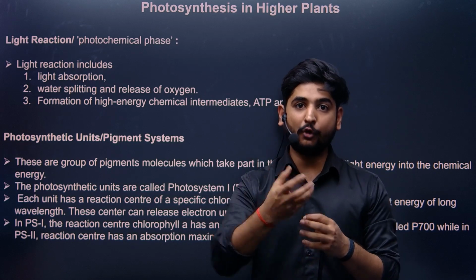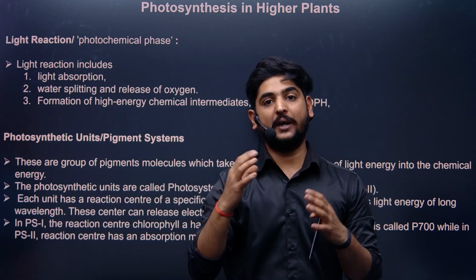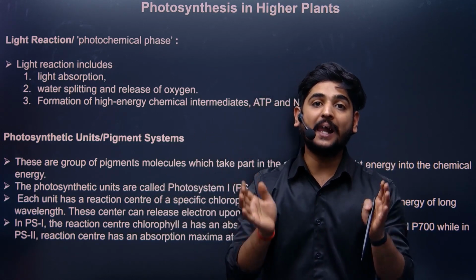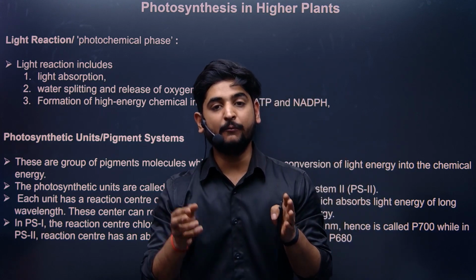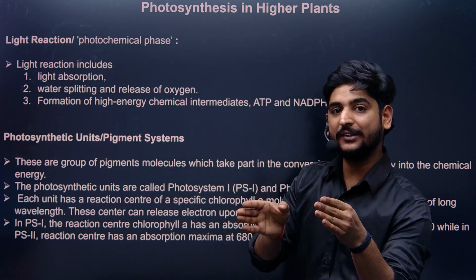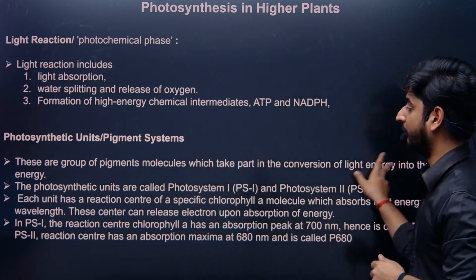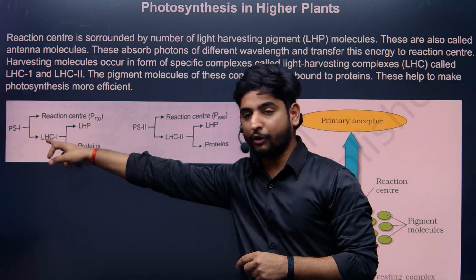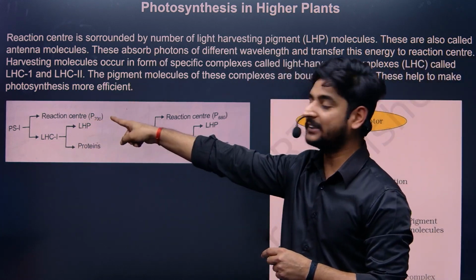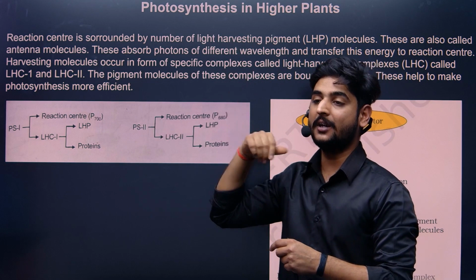The chlorophyll A would be surrounded by antenna molecules, and these together would be called light harvesting complexes. So light harvesting complexes plus reaction center would be called a photosystem. Let's look. So you have a photosystem. It is made up of two things. First is the reaction center. There are two reaction centers.